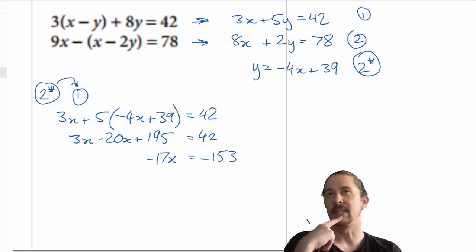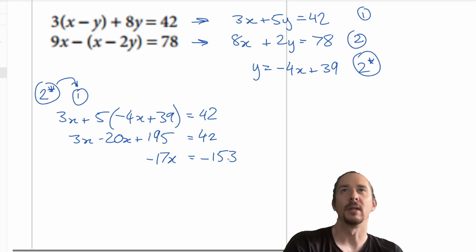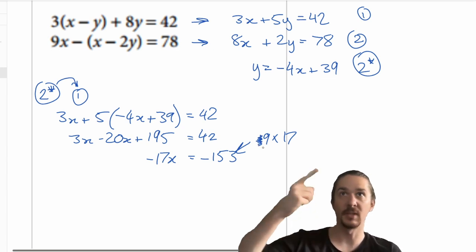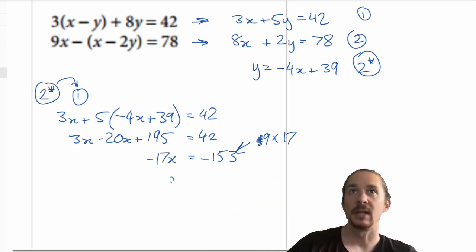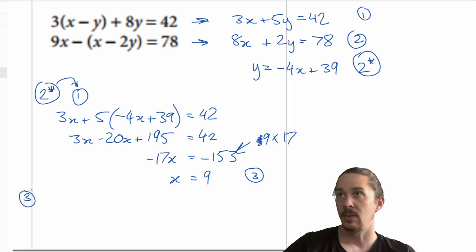And I'm going to bet that 17 is going to go into 153. Sorry, 9 amounts of 17, because one more amount of 17 gets us to 170, which means that x is going to be equal to 9. That can be our equation 3. Let's take equation 3 and sub it back into which one will be easier. I'm going to go with equation 1.